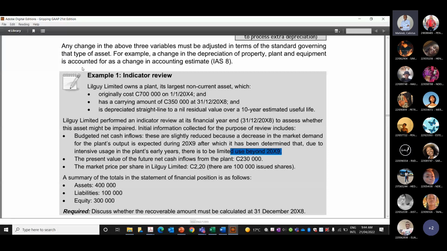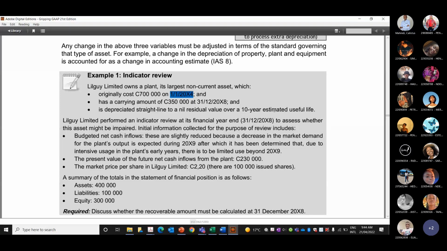Little Guy Limited owns a plant, its largest non-current asset, which originally cost 700,000 on 1st of January 20X4. So we know that the date of purchase of this plant was 1st of January 20X4. We are in 20X8 now. It has a carrying amount of 350,000 at 31 December 20X8 and it's depreciated to a nil residual value over a 10-year estimated useful life. So we know that this machine had a 10-year estimated useful life.